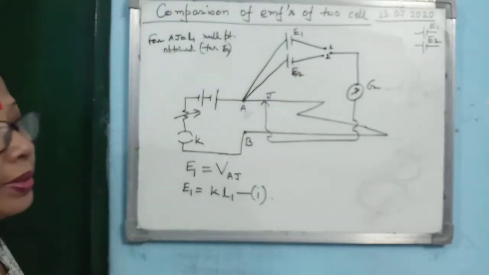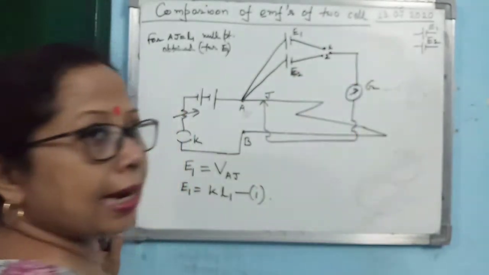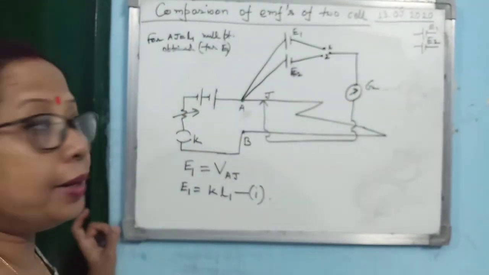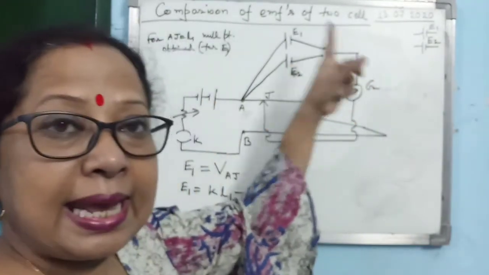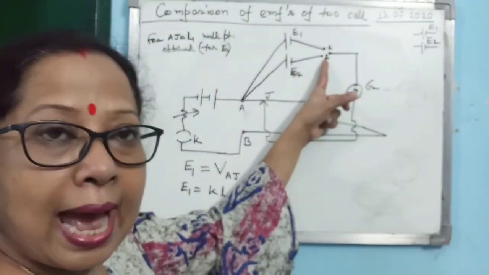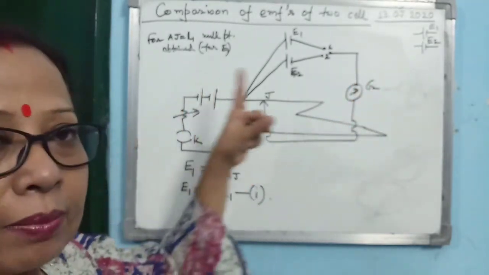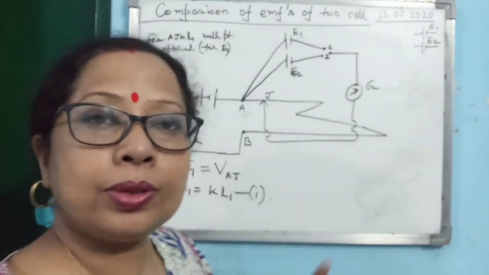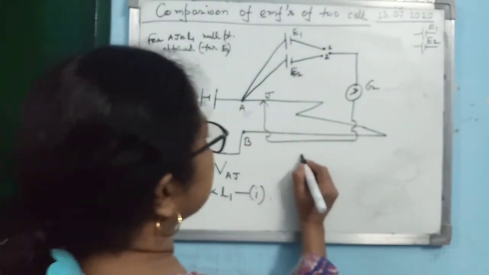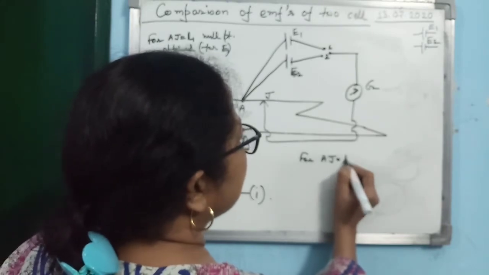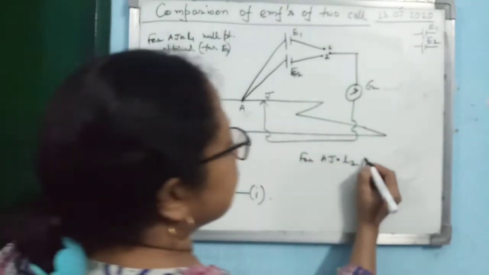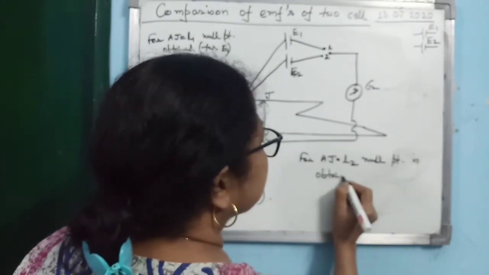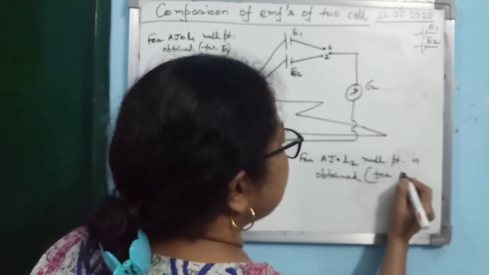Then second step. Remove the plug from gap 1, insert the plug in gap 2, and then repeat the same experiment, means slide the jockey over the potentiometer until and unless you get a null point. So let us consider AJ equal to L2 in the second case. AJ equal to L2, null point is obtained for the cell E2.